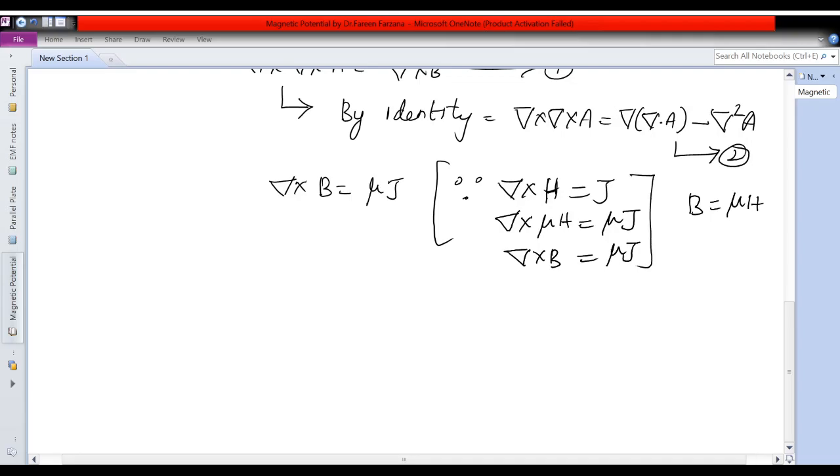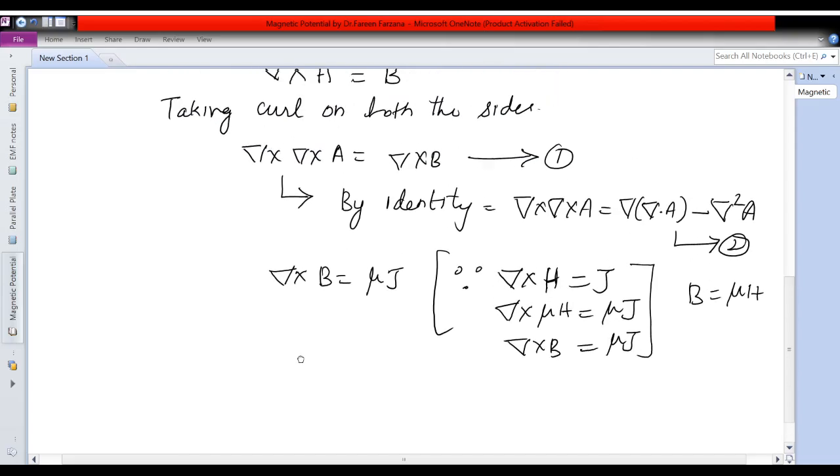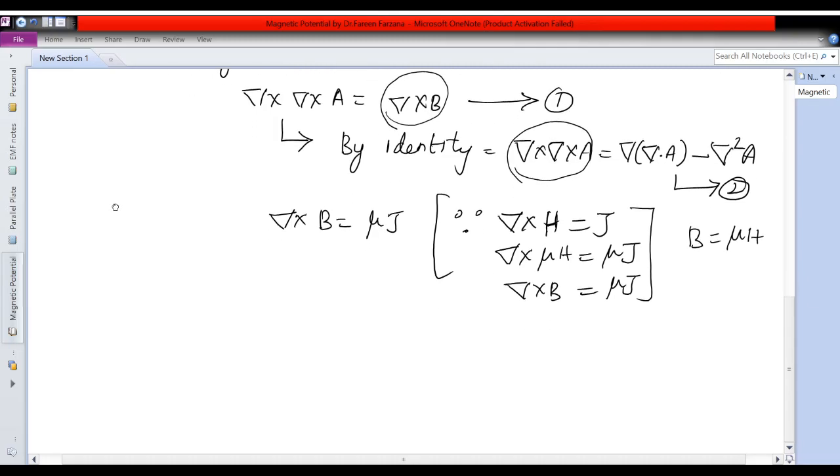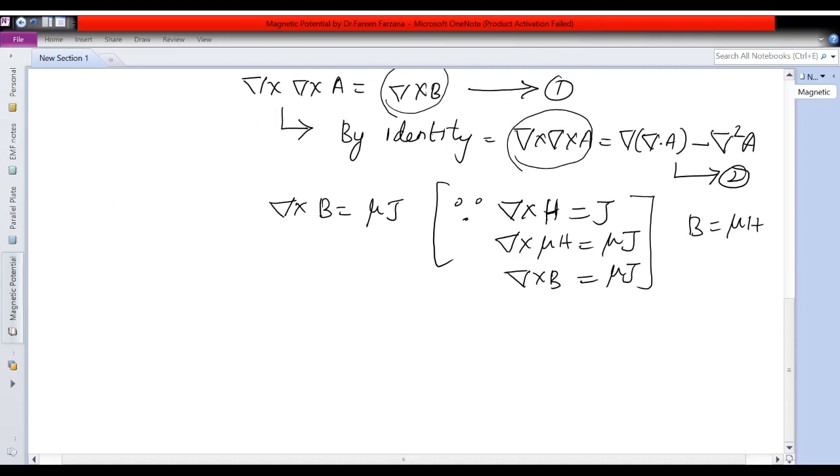Okay, so we have found the del cross B value. We also know what is del cross A. So we are going to substitute those values in equation 1. In this equation, you are going to substitute. So what is del cross A? Del into del dot A minus del square A. That's my left hand side. And del cross B, what is del cross B? Mu into J. Now I have substituted this.